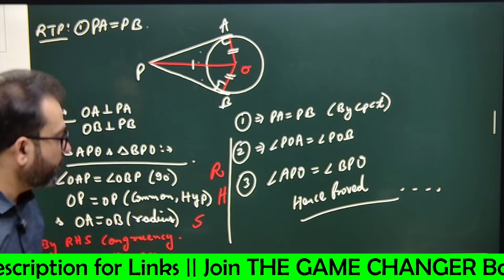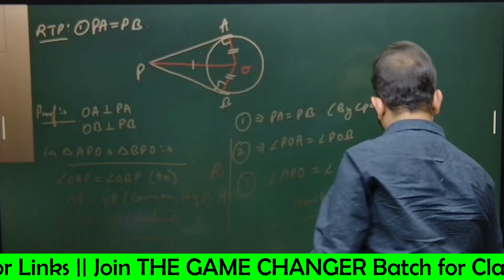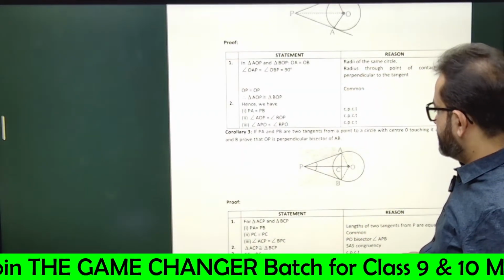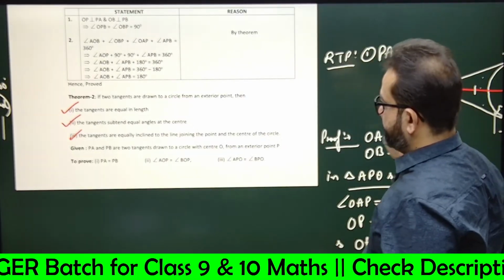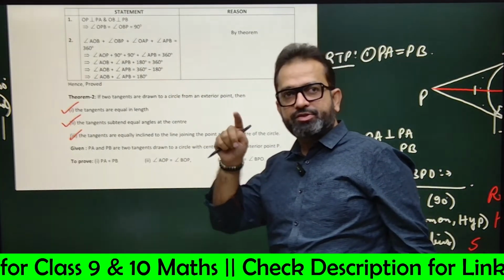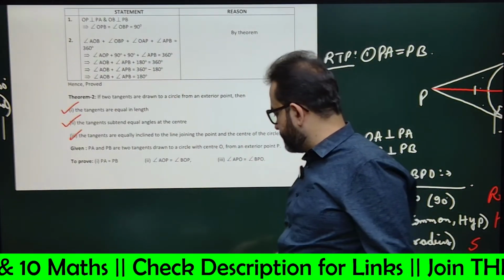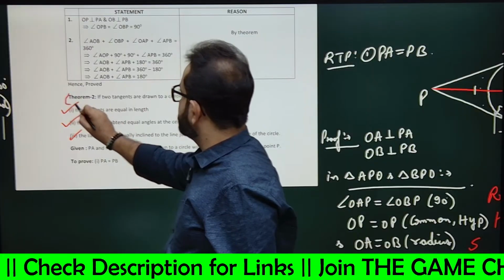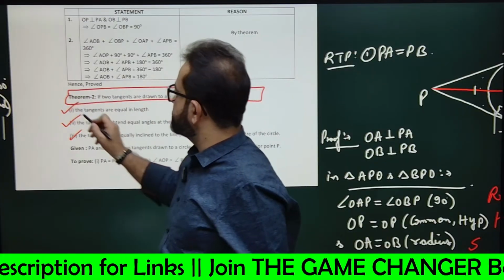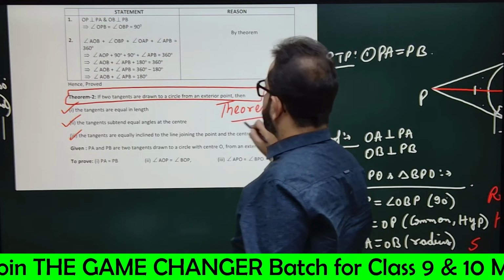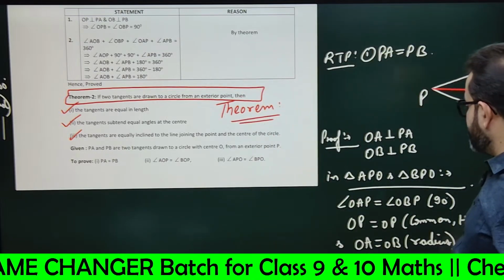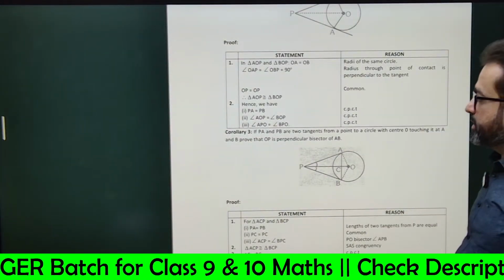Done? Okay. In continuity to this question, see, that was a theorem. That is a corollary, a result. This was a theorem that two tangents drawn to a circle from an exterior point are equal. You can use this theorem directly. Theorem means the fact. Now, what is corollary? Corollary means its result. Its result is what?